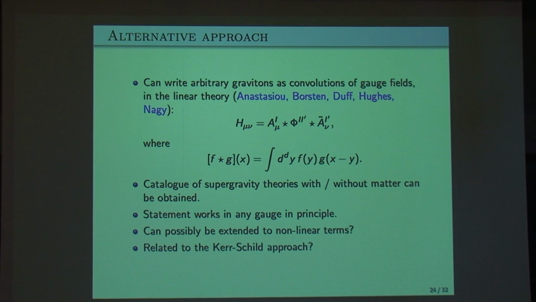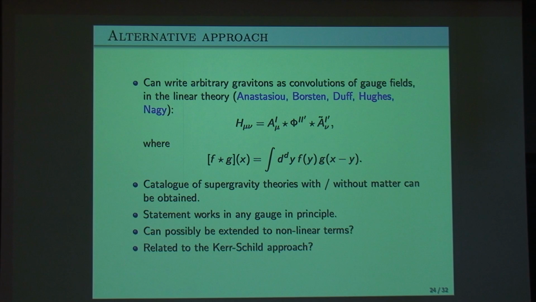Now, I should also mention an alternative approach. So, for want of a better term, I'll call this the Imperial College Group, although some of them have now gone their separate ways. They have a very nice approach where they take the linear theory, so they take linear terms only in a gauge theory and a gravity theory, and they write a very general expression which says that arbitrary gravitons, plus two forms of dilatons that may be sitting in here, could be written as convolutions of fields in two different gauge theories.